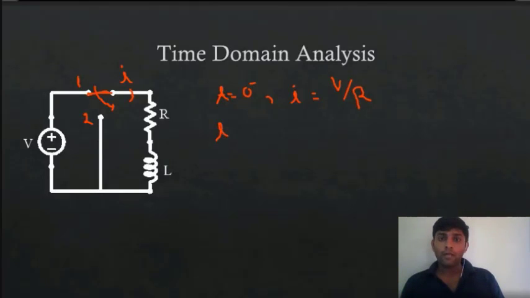Then can you tell me what will be the current at t equal to 0 plus, just after switching? After switching, this switch will be connected to position 2. I can even redraw it. Now the switch is in this position. If it is in this position, then what will be the current? Can you tell me quickly?